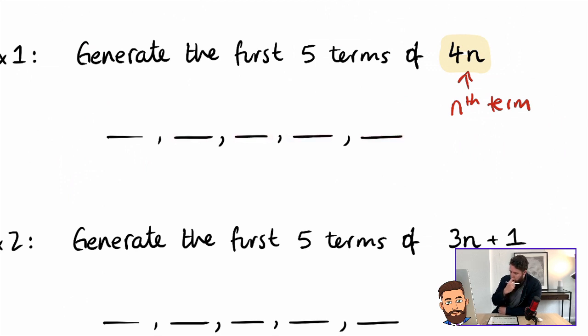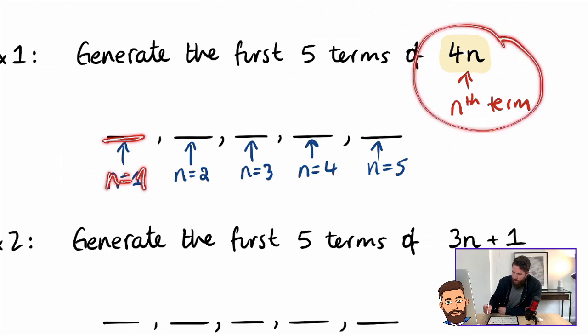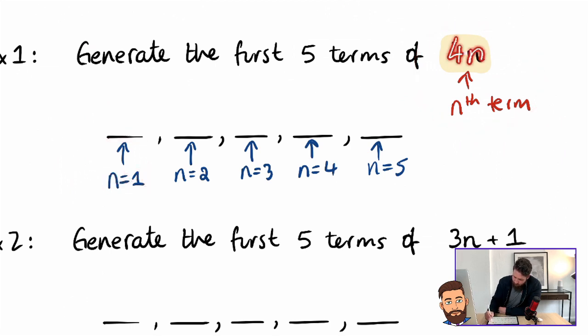How can we link the n to the terms? Well, if I want the first term, we've already discussed, n equals 1. If I want the second term, n equals 2. If I want the third term, n equals 3. If I want the fourth term, n equals 4. And it is as easy as that. So how do we take that information, if I want the first term, n is 1, and link it to the nth term? Well, what does the nth term say? It says 4n. What does that mean? Remember, 4n means 4 times n.